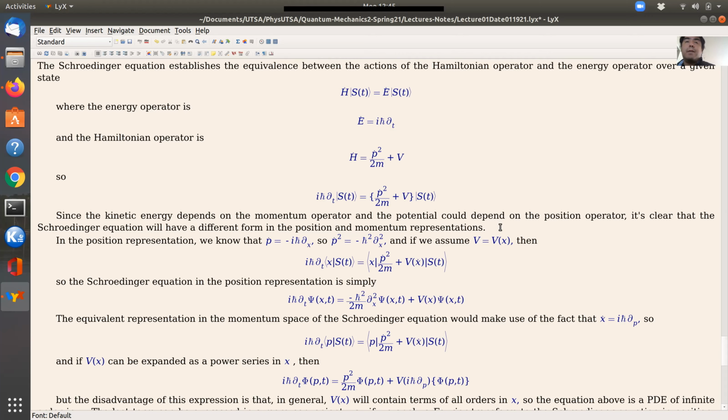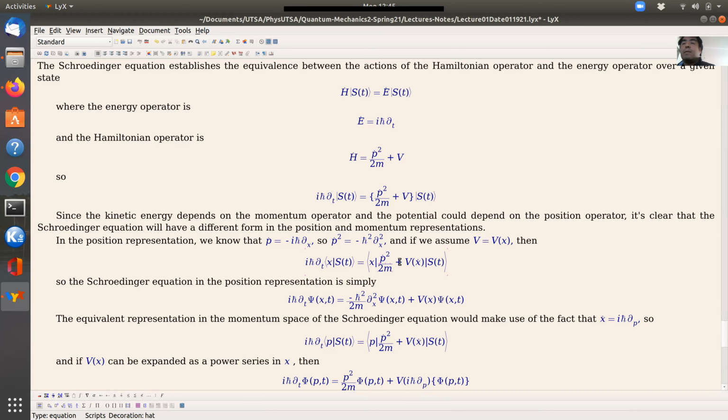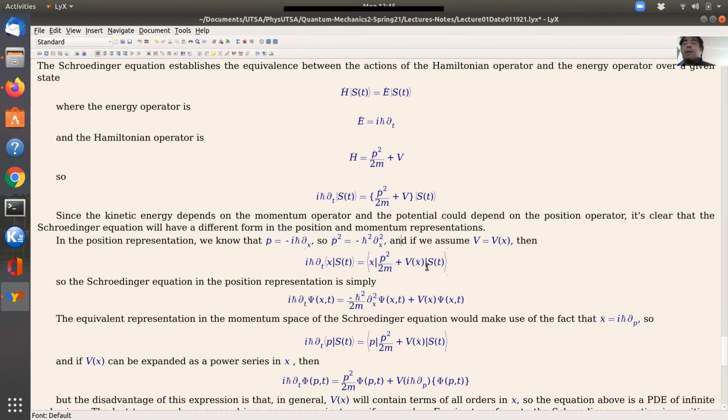But first things first, in the position representation, we know that P has this form, minus i h bar partial x. So P squared is a composition of P with P. So that's why you'll get minus h bar squared partial with respect to x squared. And then let's assume for the moment that the potential is a function of x, right? So the way the Schrodinger equation would look is using this plus this. You would have i h bar partial t, the projection of x with psi. Then you'll have x projecting with this Hamiltonian operator, which is going to use actually this with psi.